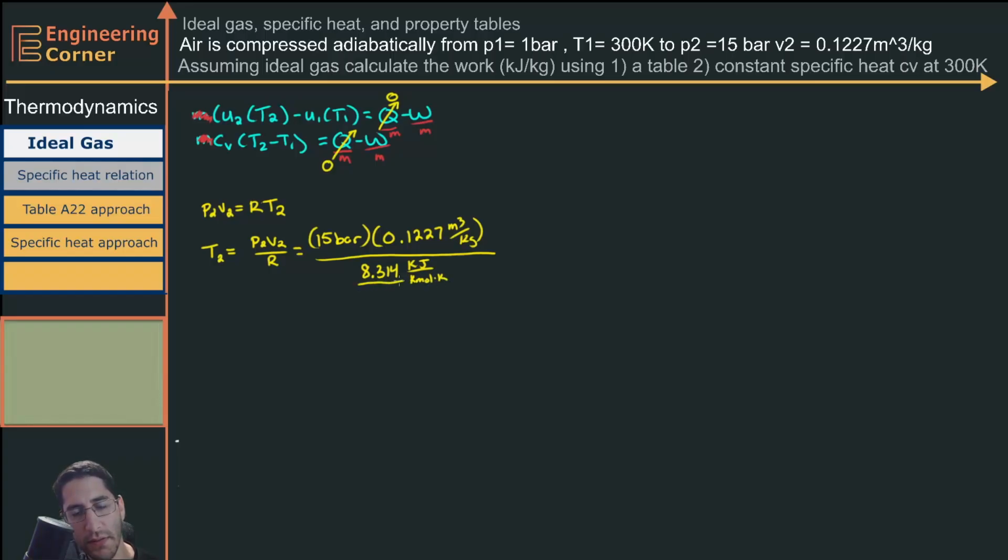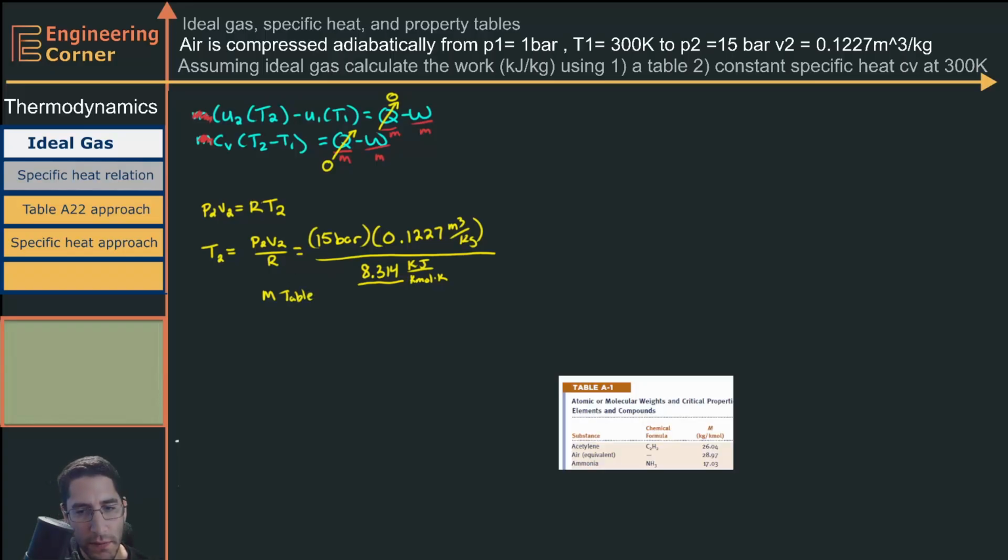And we want to divide this by the molecular weight, and we need to get M. So M comes from a table. This table is table A1, and it shows that M, which is our molecular weight, is going to be 28.97, and its units are kilogram per kilomole.